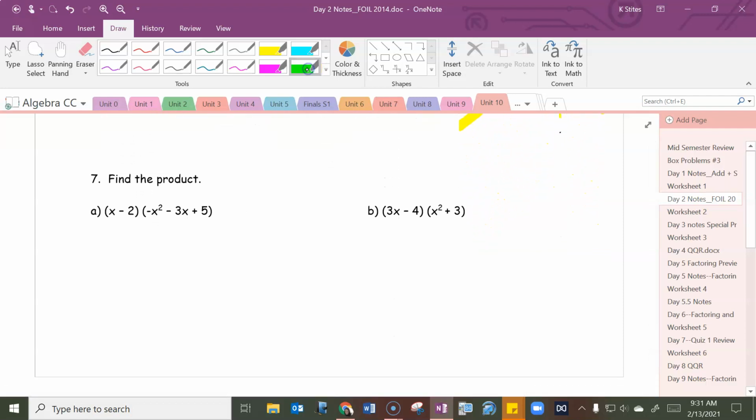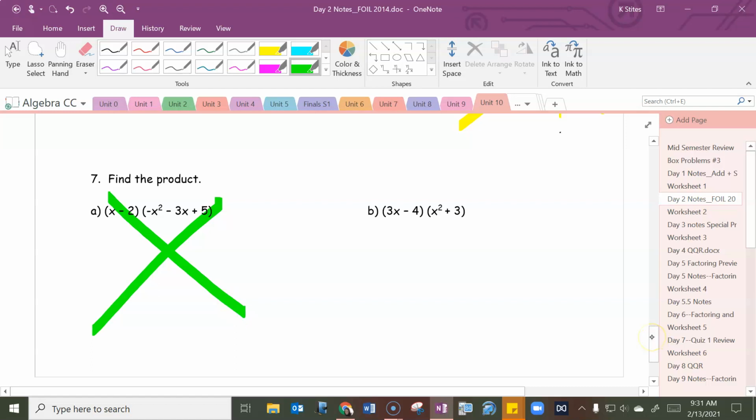7a we're going to skip. This is a trinomial times a binomial. I would recommend doing that box method, but we are going to do this last one because it is a little different. It is just normal FOIL, but be careful. You're doing 3x times x squared for your first. So that's 3x cubed.